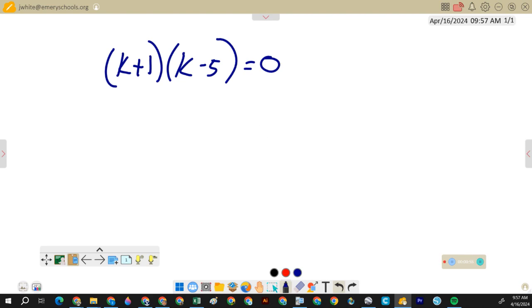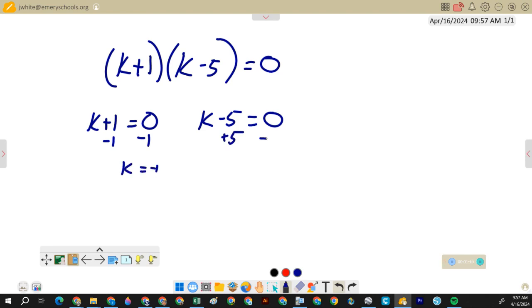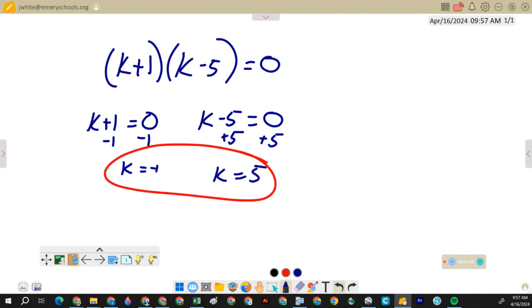So what that means is k plus 1 is equal to 0 or k minus 5 is equal to 0 or both. So we subtract 1, k equals negative 1, we add 5, k equals 5, and one or both of those is true. Right?